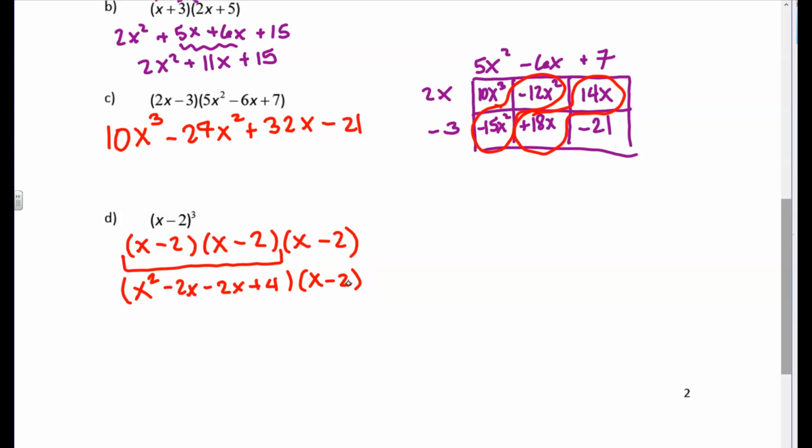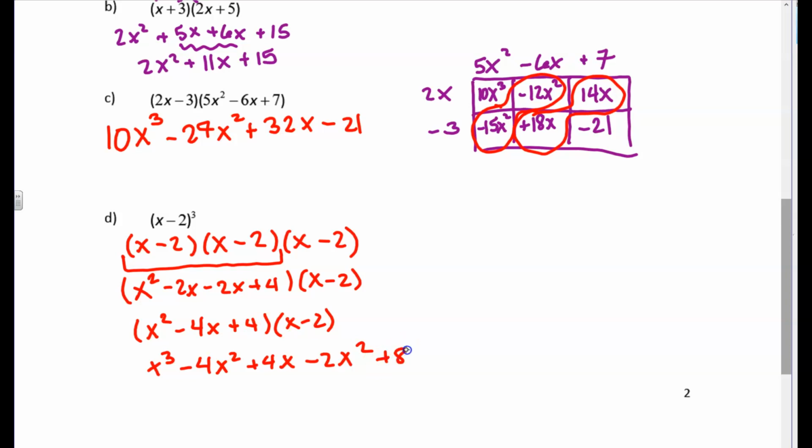Take a minute then and combine your like terms. And once I've combined my like terms, I'm going to go through now and FOIL this thing out. x squared times x is x cubed. Negative 4x times x is minus 4x squared. 4 times x is plus 4x. Then x squared times negative 2 is minus 2x squared. Negative 4x times negative 2 is plus 8x. And 4 times negative 2 is minus 8.